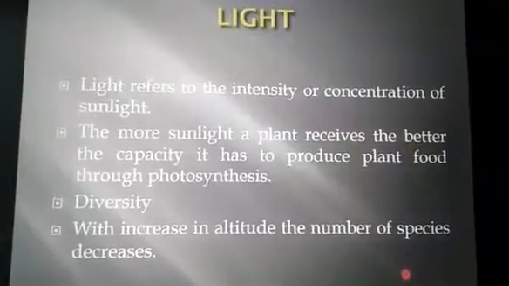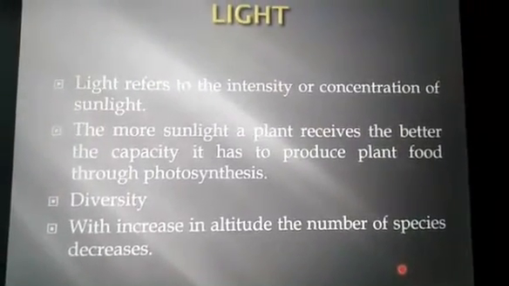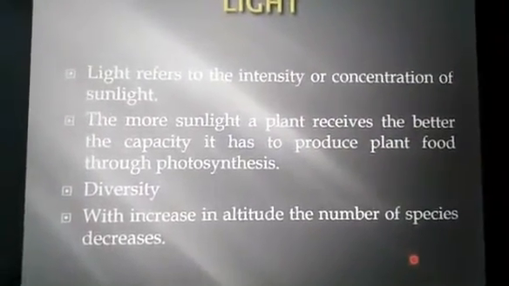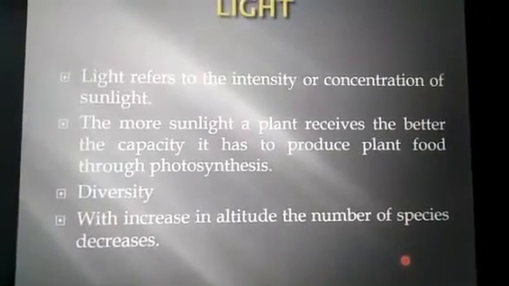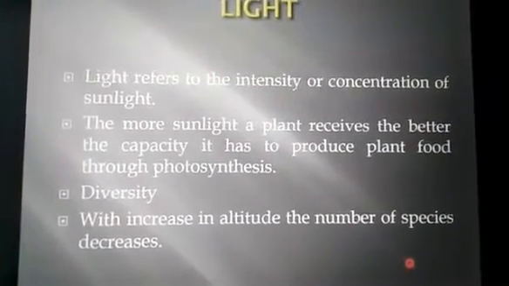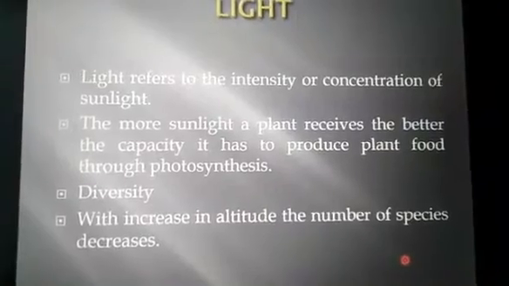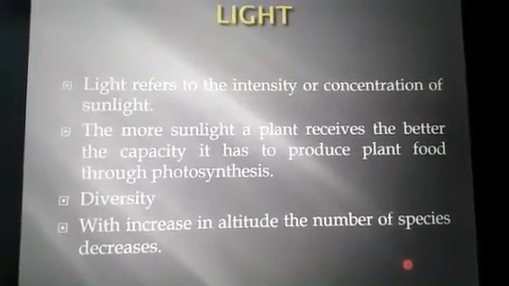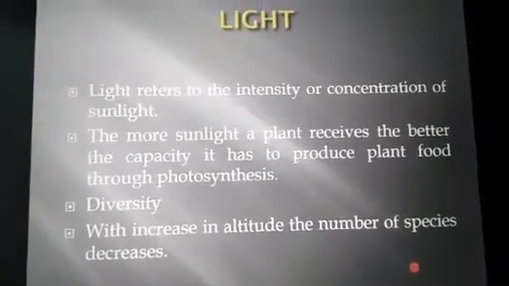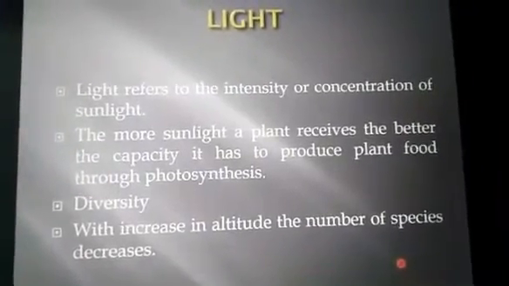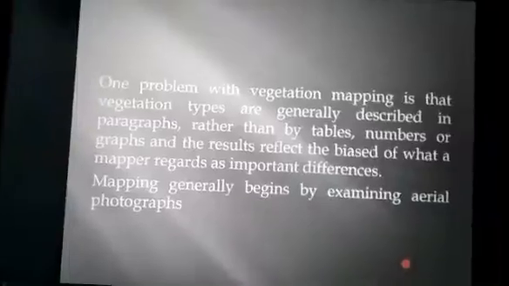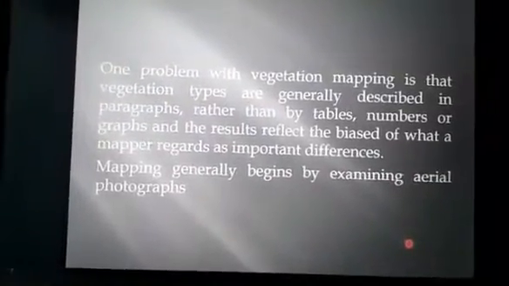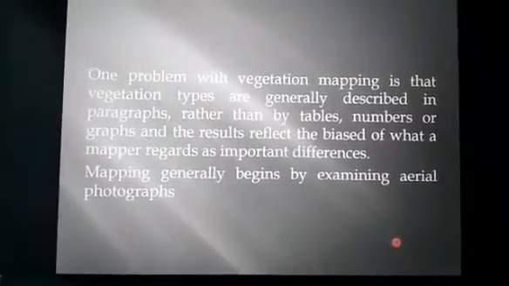Then we have light. So the light refers to the intensity and also the concentration of sunlight. So the more sunlight a plant receives, the better the capacity it has to produce plant food through photosynthesis, as you will see in your second semester classes when we talk more about productivity. So with that said, we also have a problem with the vegetation mapping.